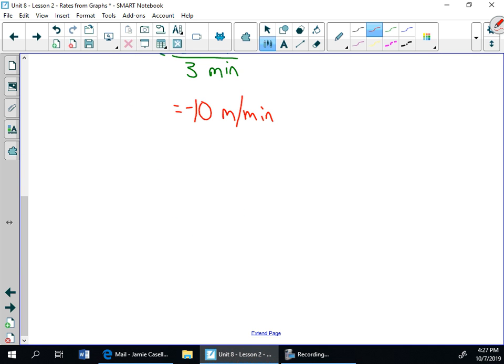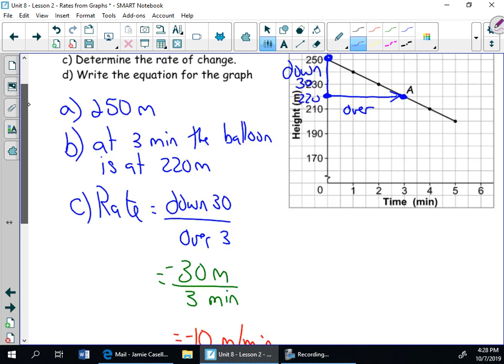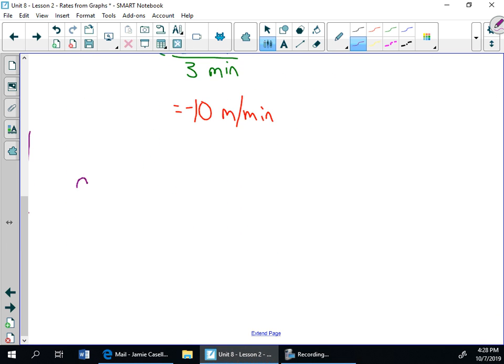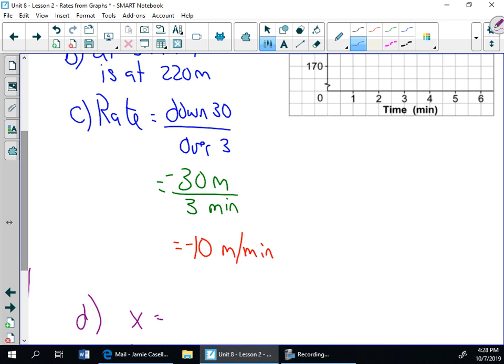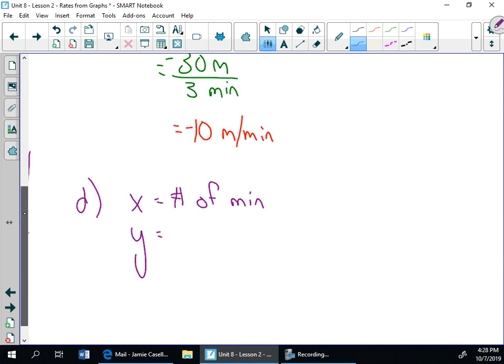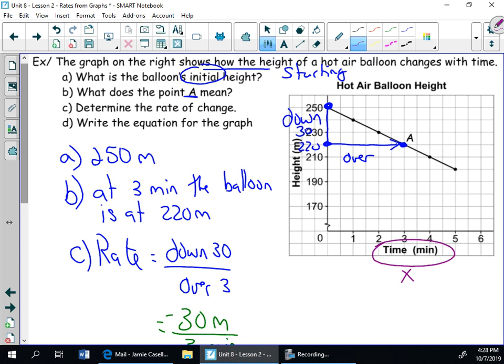It's going down. Okay, last part, part D. What was the D question? Write the equation for the graph. Now we started talking about this a little bit yesterday. Every time we do an equation, we want x equals and y equals. X is the part across the bottom of your graph, the number of, in this case, the number of minutes. Y is always the second part of the graph, the up and down part. In this case, it's your height.